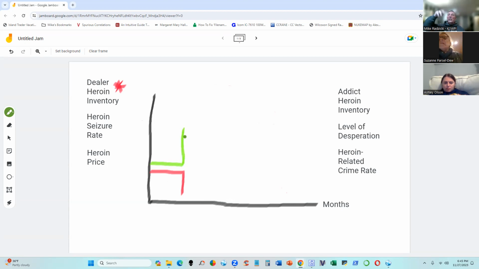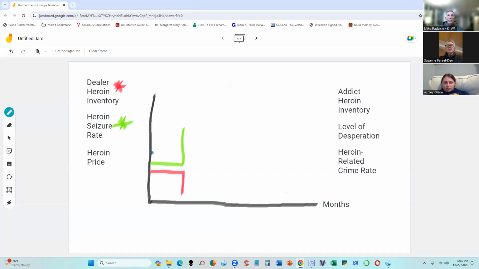Now, the scale is different for the green and the red. They're not on the same scale because otherwise, depending on the various magnitudes of the numbers, you can barely see it because the other number is swamping it. So they're different scales. So there's a big seizure. Okay. And the heroin inventory goes down. So the seizure rate, we'll call that in lime green. Okay. So what happens next?